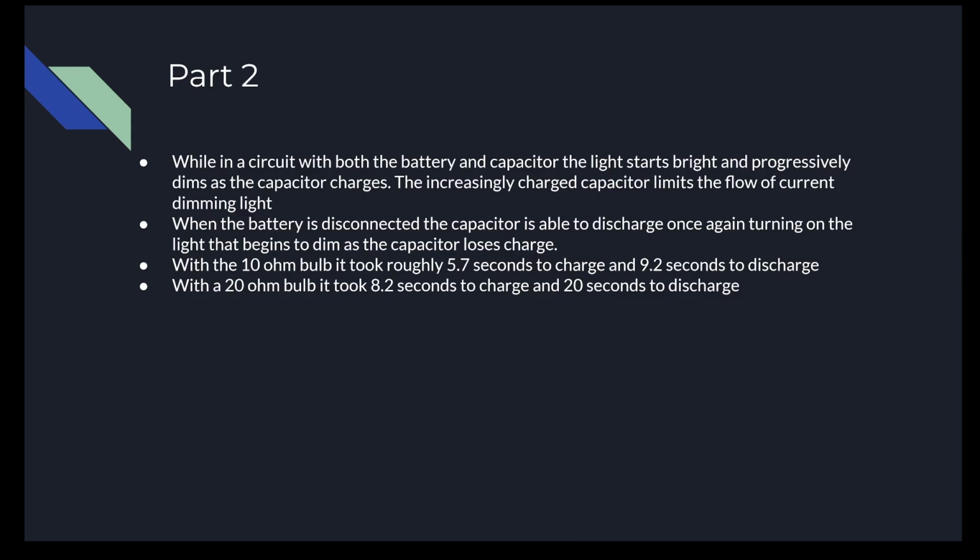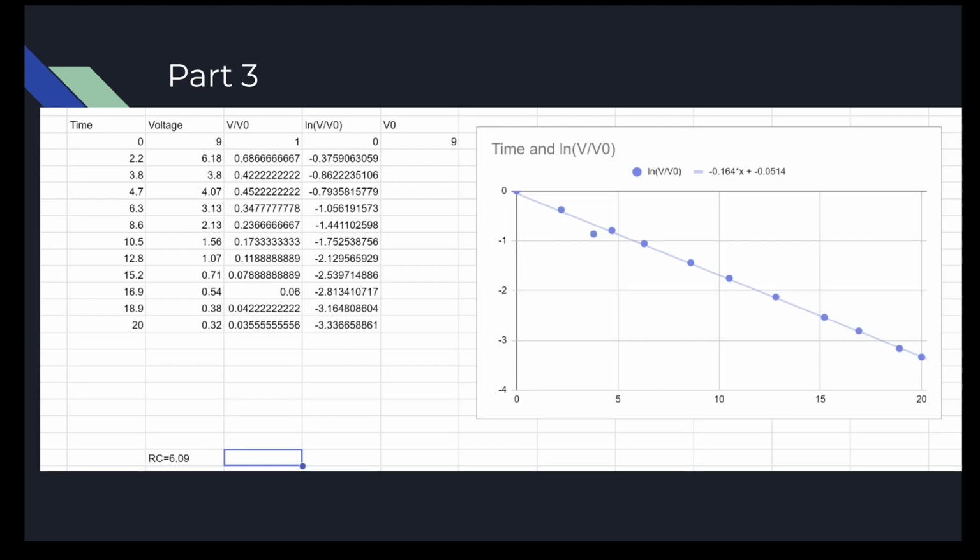Next, I measured the time it took for different ohm light bulbs to charge and discharge with the capacitor. With the 10 ohm bulb, it took roughly 5.7 seconds to charge and 9.2 seconds to discharge. And with the 20 ohm bulb, it took 8.2 seconds to charge and 20 seconds to discharge. In part 3, we went through a series of steps to find the RC value for a circuit with a 30 ohm bulb and a capacitor.